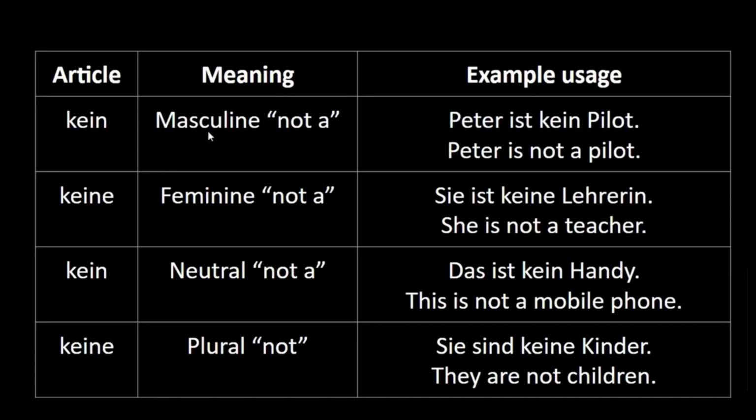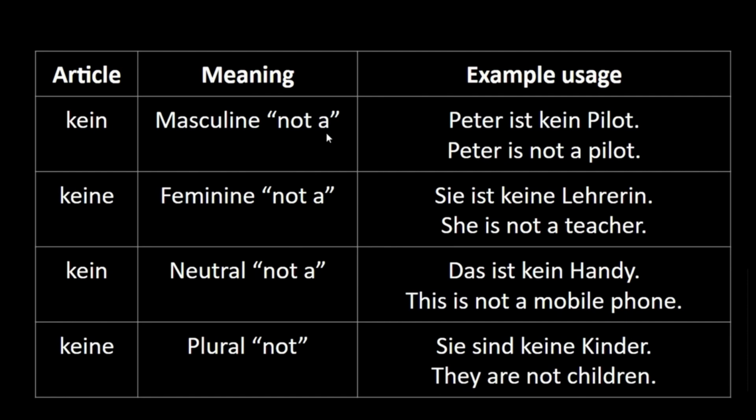Negationsartikel. Kein means masculine, not a. For example, Peter is kein Pilot. Peter is not a pilot. Keine is feminine, not a. Sie ist keine Lehrerin. She is not a teacher. Kein means neutral, not a. Das ist kein Handy. That is not a mobile phone. Keine is plural, not. Sie sind keine Kinder. They are not children.